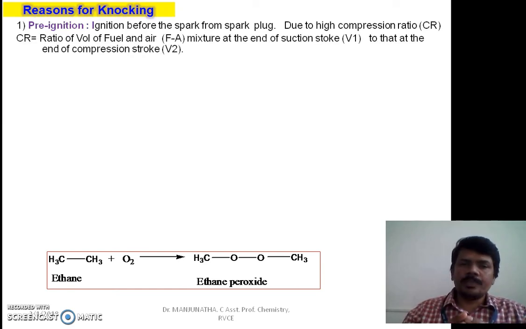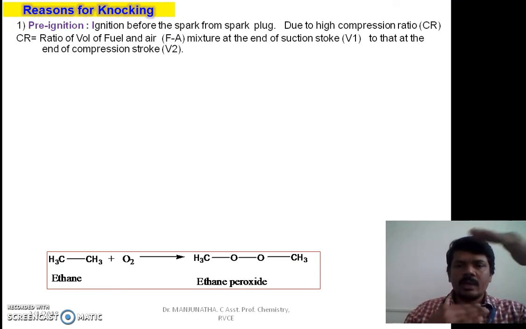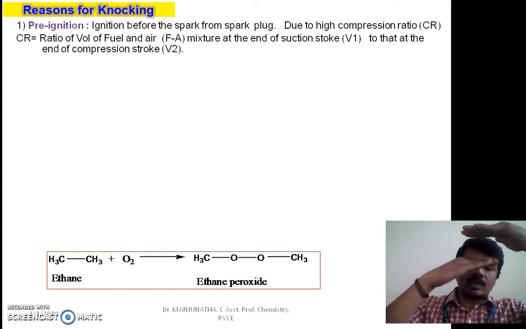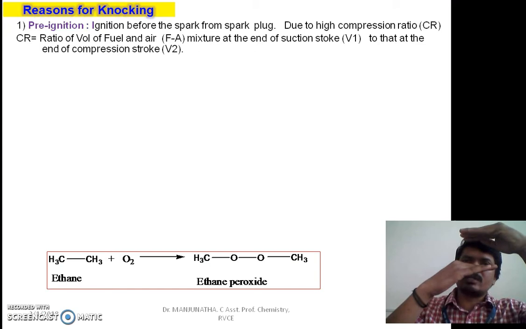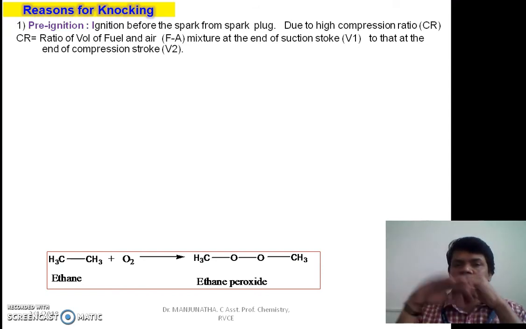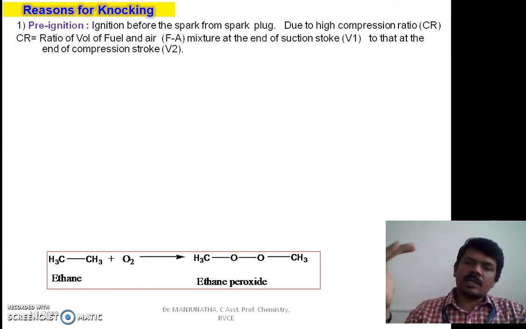Compression ratio is the ratio of the volume of the fuel and air mixture at the end of the first stroke. When you fill fuel and air, we get the maximum volume, V1. Then in the second stroke, we compress the piston to some value, that is V2. Since V2 decreases as you compress, V1 by V2 is always greater than 1.